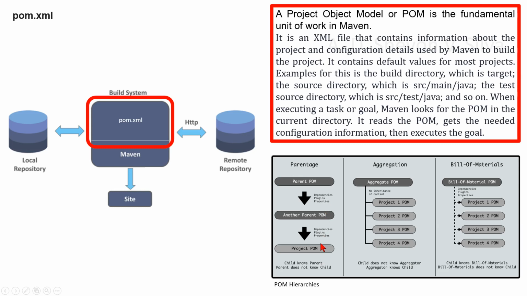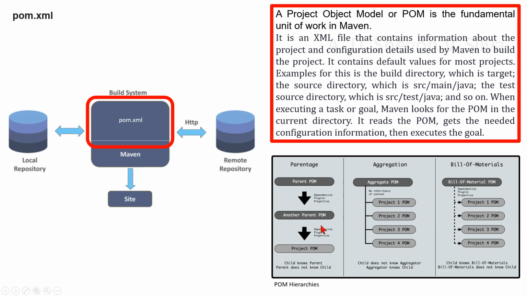For the project, the current pom can inherit content. The project pom can depend on exactly one parent pom. This single parent inheritance is one way. The parent pom is unaware of the poms that inherit from it.